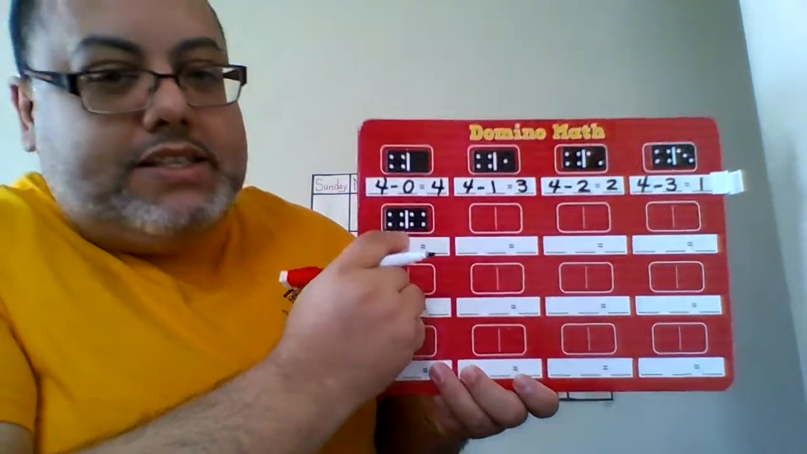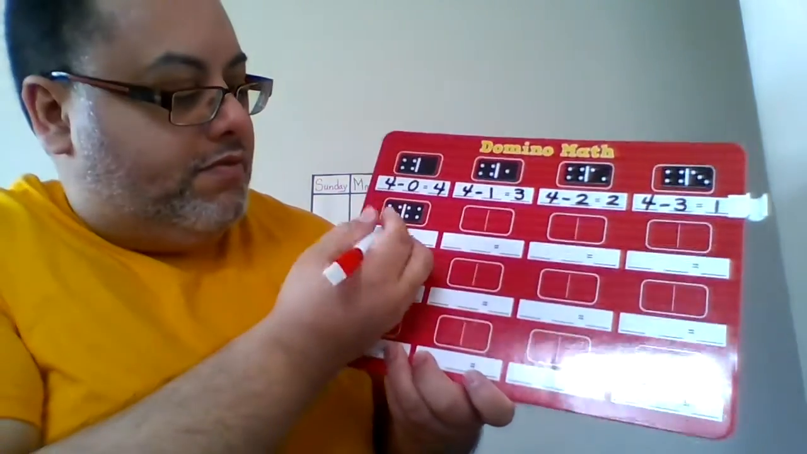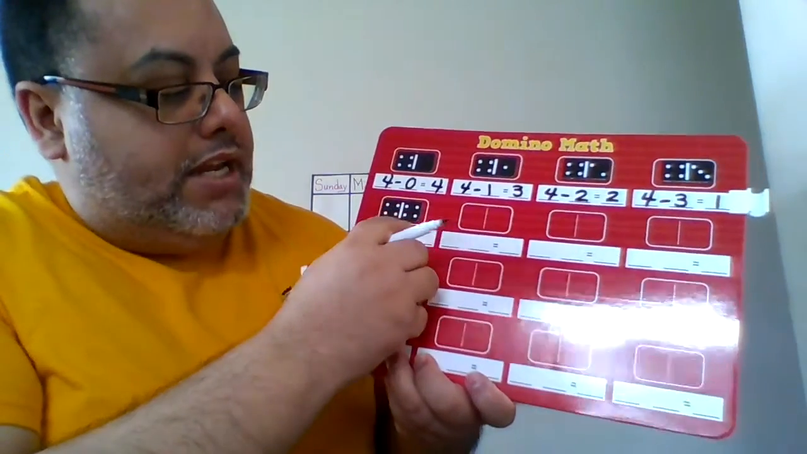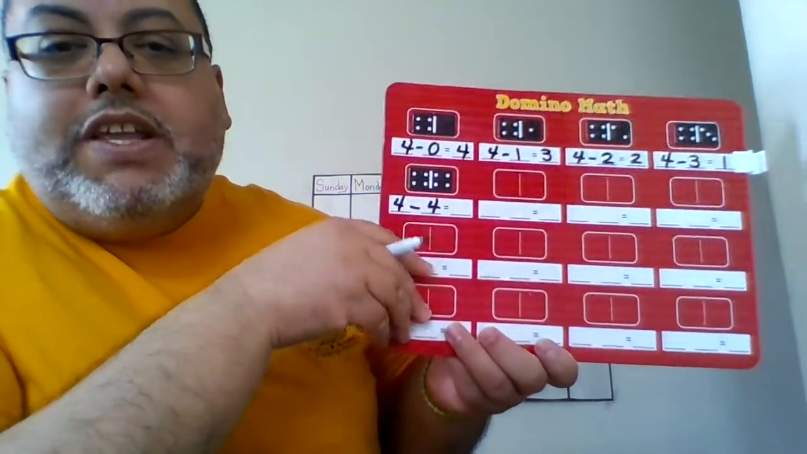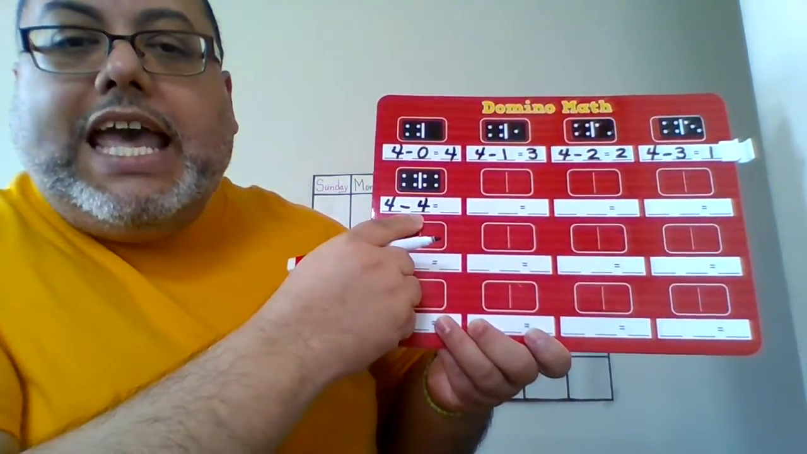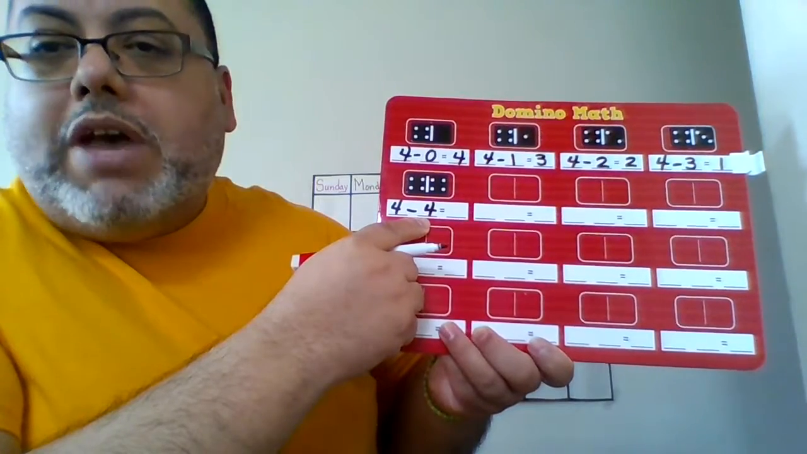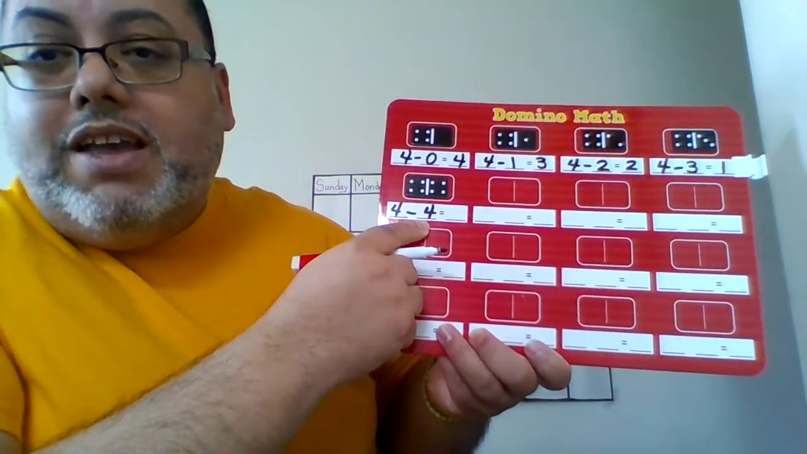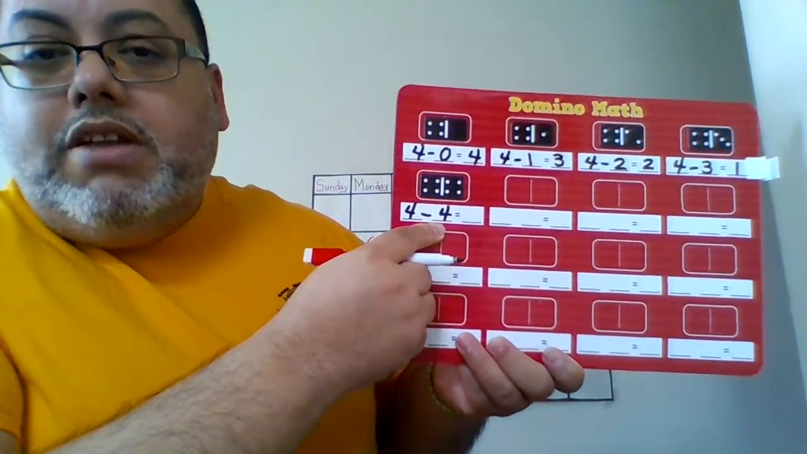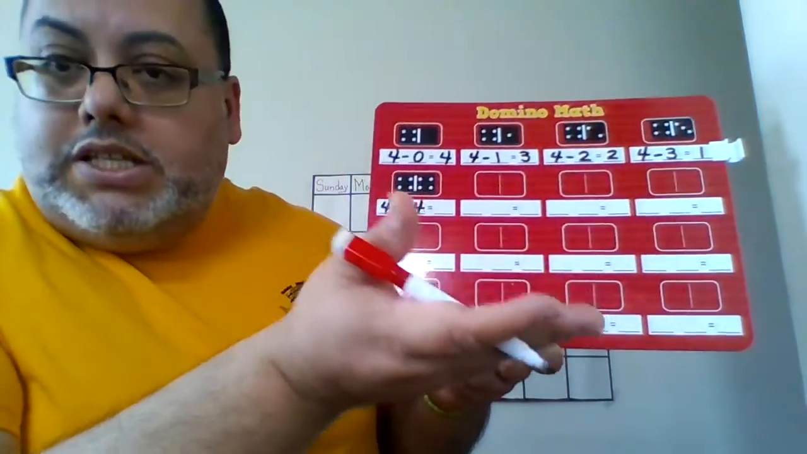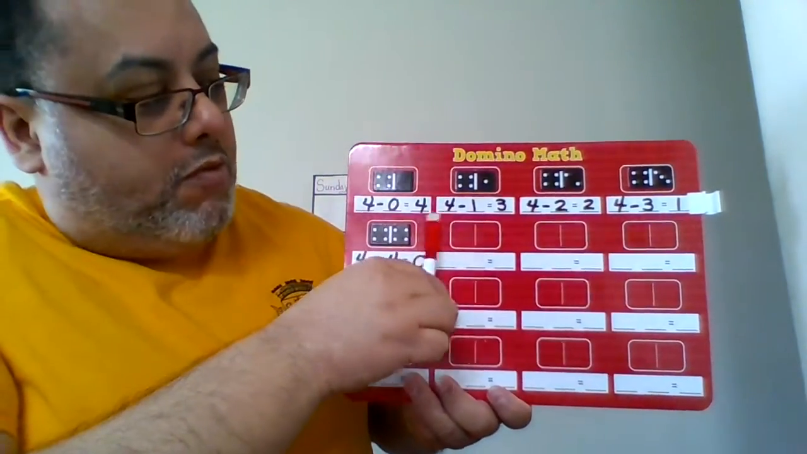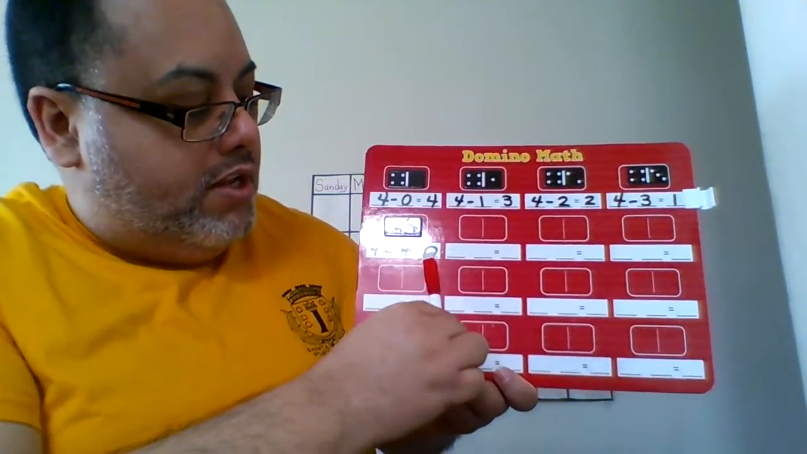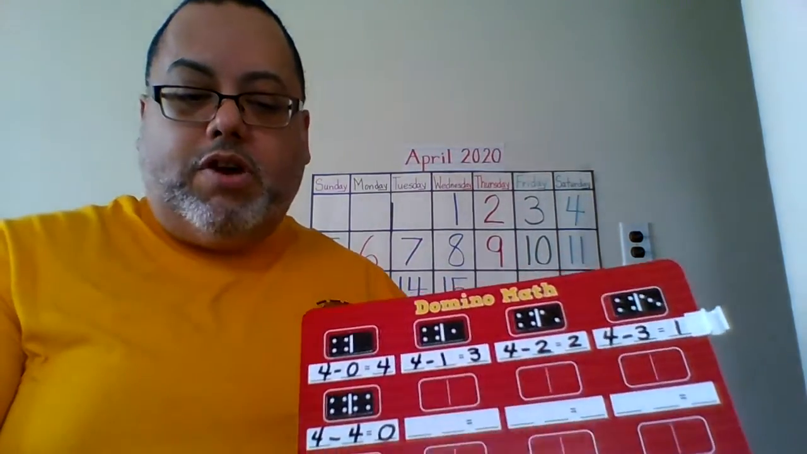And this one says 4 minus 4. This is a double. So you have 4 and you give 4 away. If you give 4 away or they take away 4 from you, how many do you have left? 0. So look at the pattern again. 4, 3, 2, 1, 0. Blast off. You just counted backwards from 4.